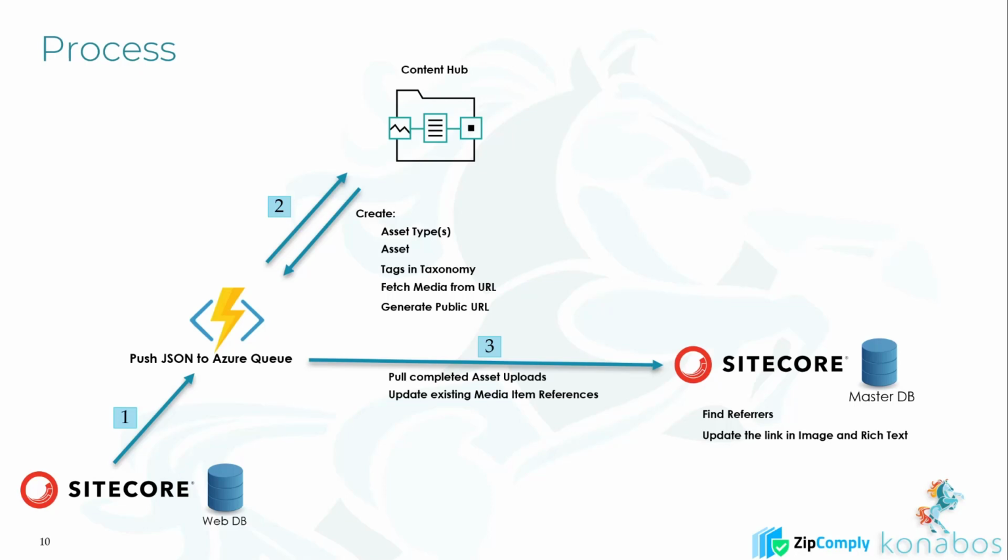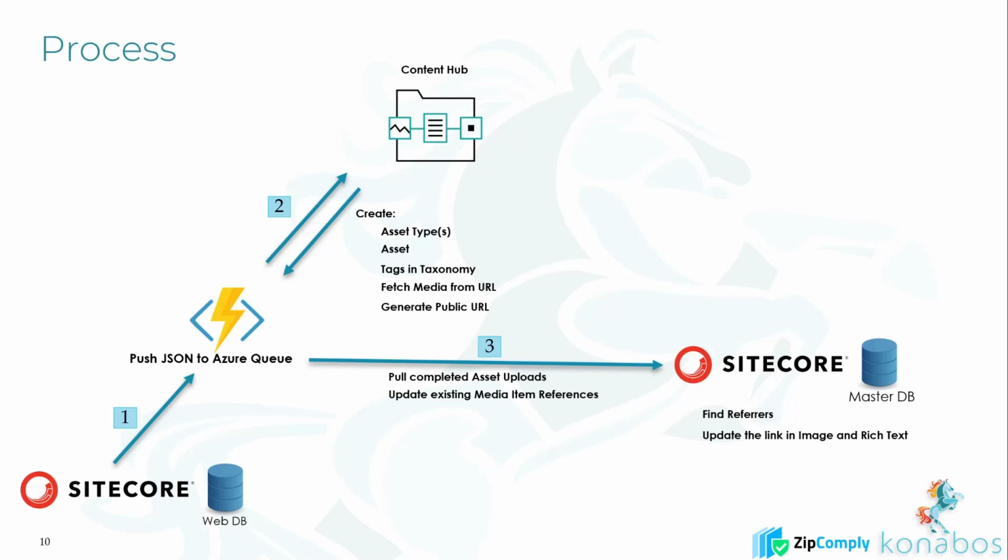And again, we're using queues for everything, so it traverses through queues. So you create the asset type, create the asset, then add the tags to the taxonomy. Did you add the alt tag? Fetch the media, wait. Is the media done? Yes. And then you pick that up and you say, okay, generate public URL. Is it done? Once the public URL is done, throw it into the completed queue.